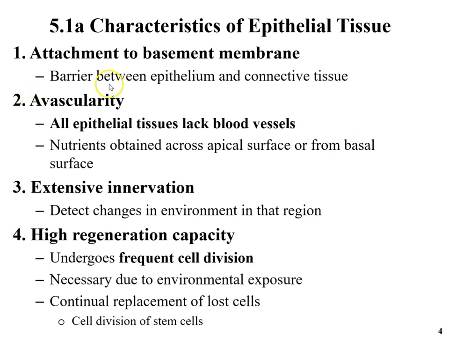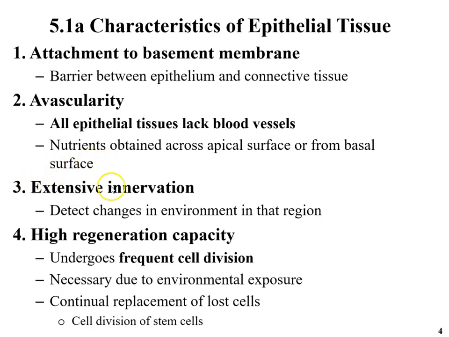Common characteristics of epithelial tissue. So all epithelial tissue is attached to a basement membrane. And this is a barrier between the epithelium and the underlying connective tissue. Epithelial tissue is avascular, meaning all epithelial tissues lack blood vessels. Nutrients instead are obtained across the apical surface, so that would be the surface that's farthest from the basement membrane, or from the basal surface, and that's the surface that's attached to the basement membrane.